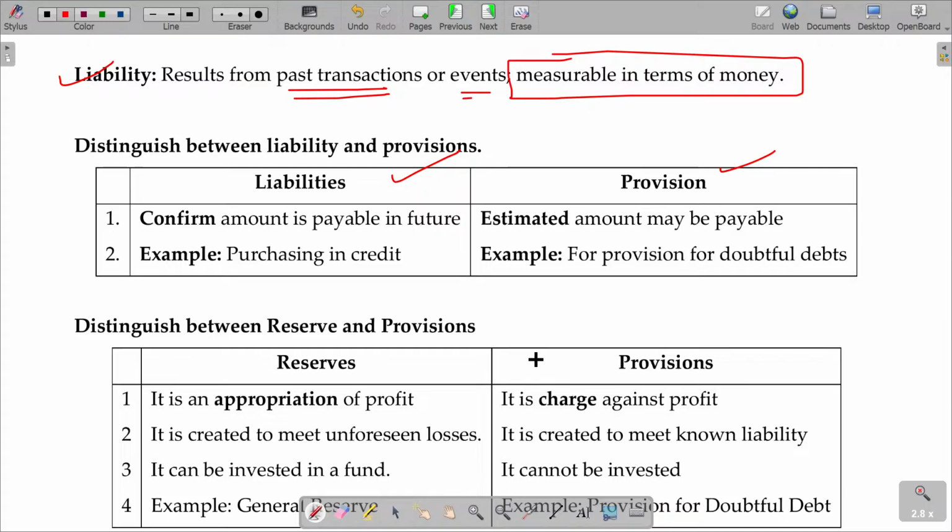Liability is nothing but a confirmed amount you're supposed to pay. Provision is suppose some money you have to pay later on, and I'm not sure how much I have to pay. So I may set some money aside. Okay. So that is called a provision. Liability is the confirmed one. I purchased for 1,000 rupees. I told him I'll pay in a month's time.